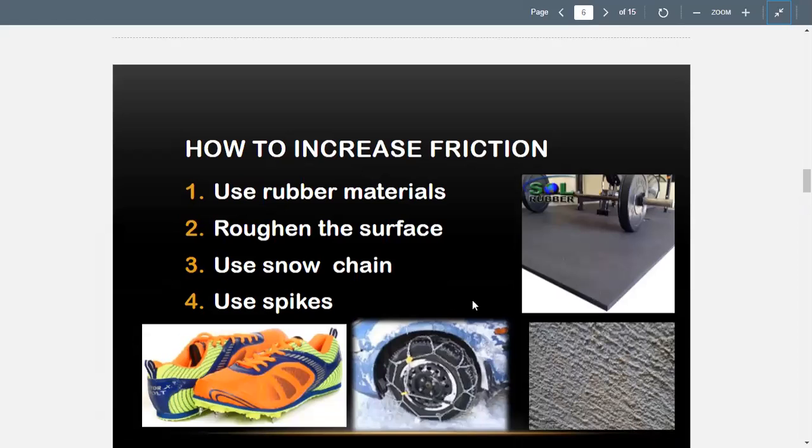Now, how do we increase friction? If we need to make the road safe, then we don't make it very, very smooth. We roughen the surface, or we make the surface more rough. In places where there's snow, they use snow chains, or tire chains, to increase the friction between the road and the tire. They use rubber materials between the tire and the road. The combination of concrete and the rubber tire has the highest amount of friction.